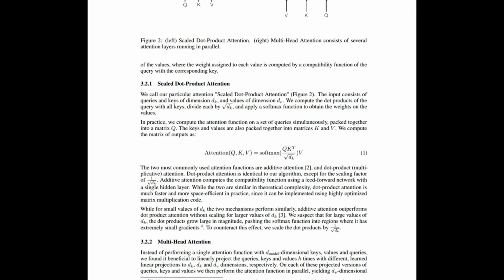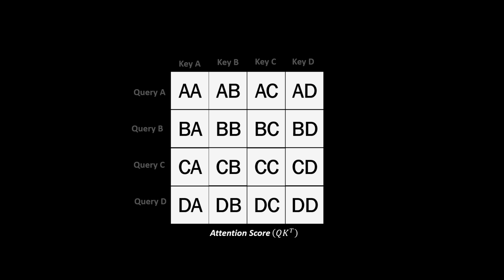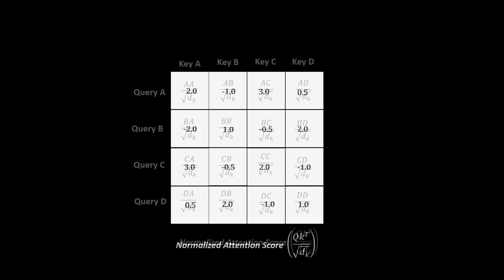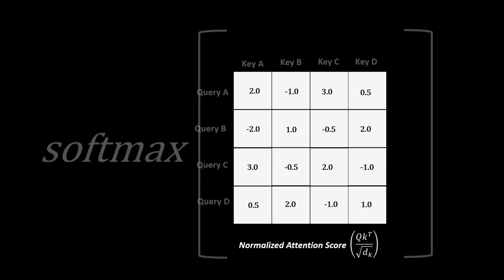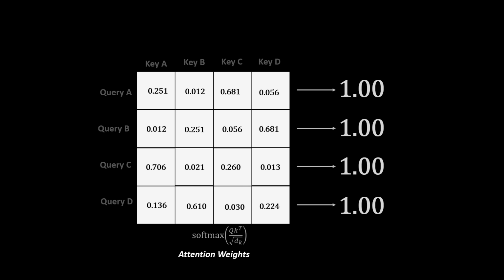In the original paper, they mentioned that the dot product of query and key is divided by the square root of the key dimension to counteract the effect of increasing attention scores when the key dimension grows larger. So if this is our raw attention score, we first divide it by the square root of the key dimension to normalize it. After applying softmax across each row, we get values that sum to 1 and act as the attention weights, representing how much importance each token assigns to the others.